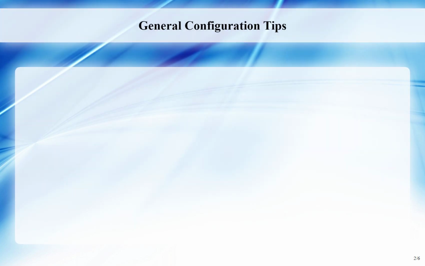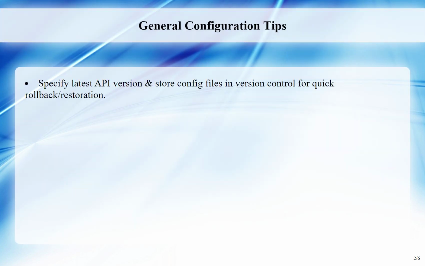General configuration tips. When defining configurations for clusters, always specify the latest stable API version and store configuration files in version control before pushing them to the cluster. This allows for quick rollback of changes if needed and aids in cluster recreation and restoration.